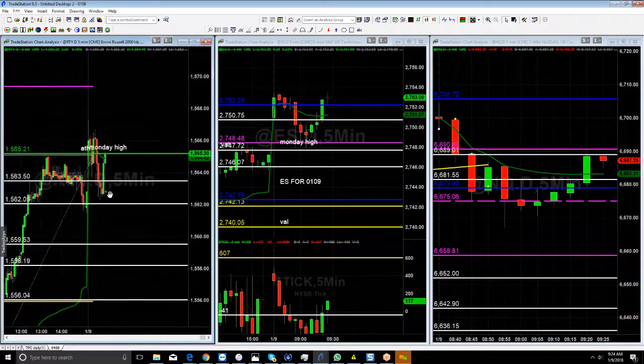By the way, the white zone on the Russell paid. I don't know for my Russell traders, I haven't heard many of y'all taking those, but they've been paying pretty consistently. Yesterday being the exception.